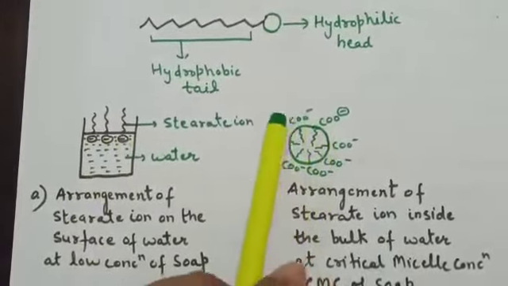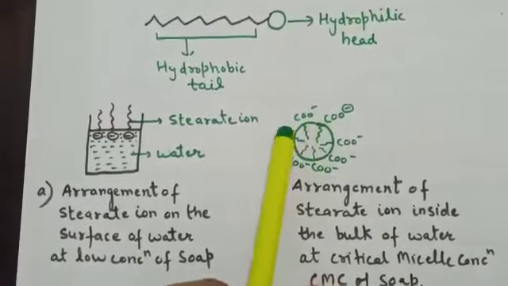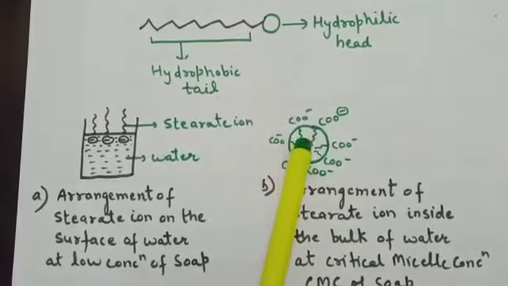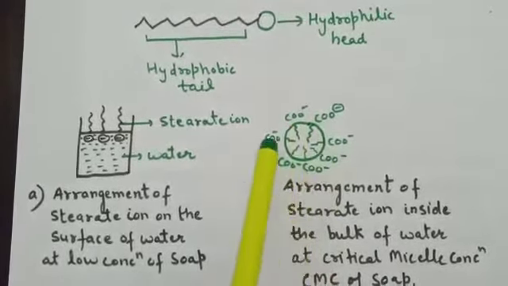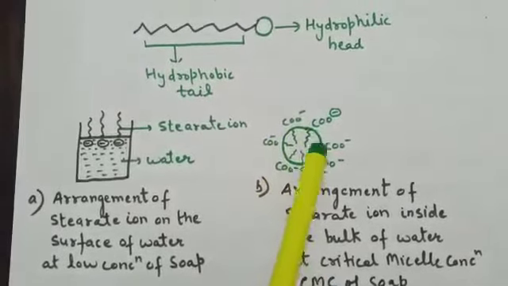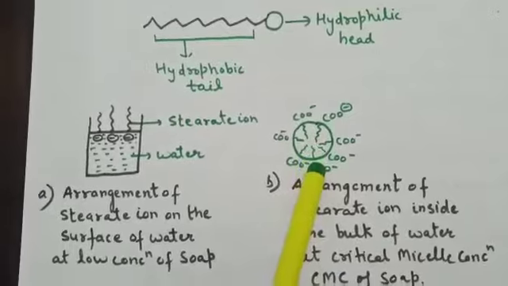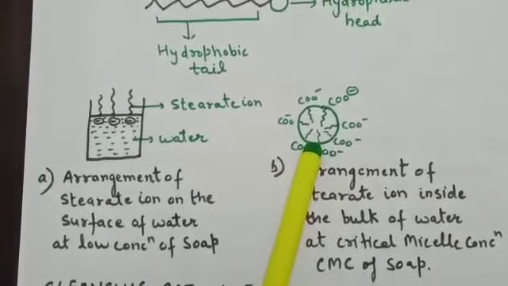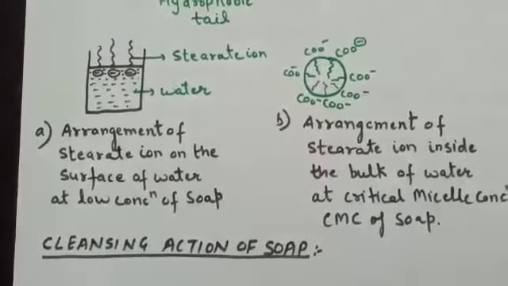But when we increase the concentration, that is at critical micelle concentration, they will take the shape of a sphere, where the tail will be inside the sphere, and the negative part is on the surface of the sphere, and the aggregation results in the formation of micelles. A similar mechanism will take place in detergents. So now next we will discuss the cleansing action of soap.